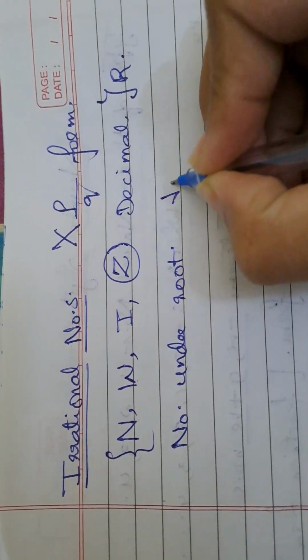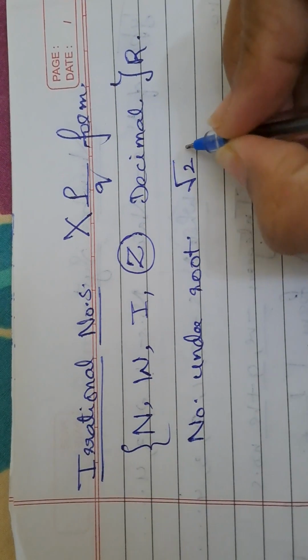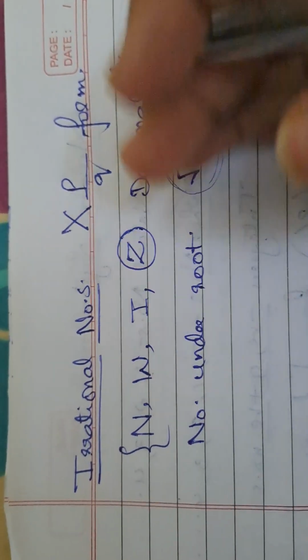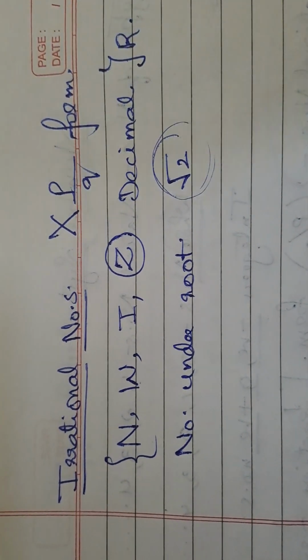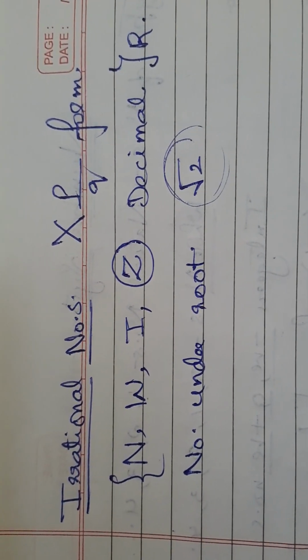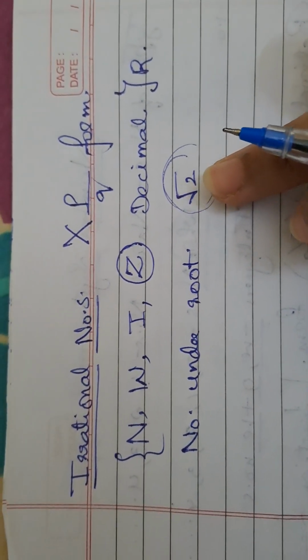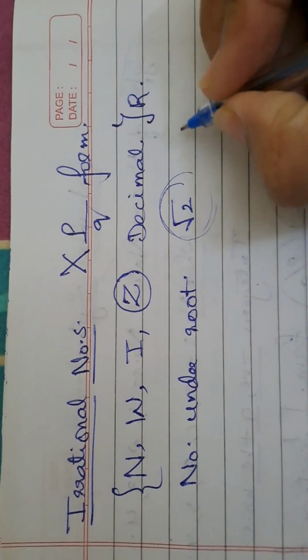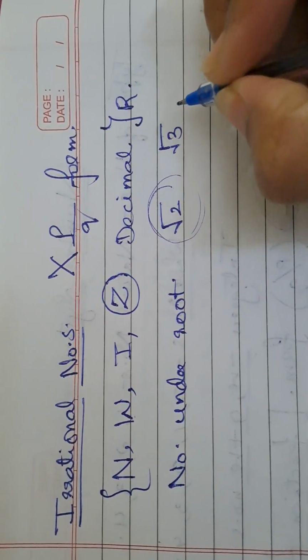So if I say root 2, then it is irrational, because when I simplify it, I am going to get a very long decimal value. I'm not bothered about what value I get, I'm just bothered that it is a number under root which is not a perfect square. If I take root 3, again it is irrational.